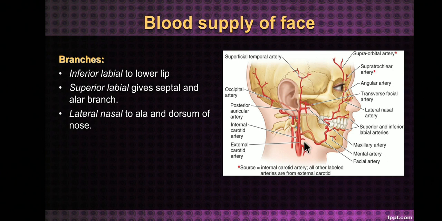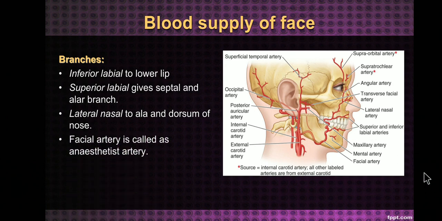Then it gives a lateral nasal branch to the ala and dorsum of the nose, as I told you. And finally, it is called the anesthetist's artery, because the pulsations of the artery can be felt superficially as it crosses the antero-inferior angle of the masseter. That is why it is called the anesthetist's artery. So the branches are the inferior labial, the superior labial, which gives a septal and alar branch, and then a lateral nasal branch. These labial branches cross the midline and form a circular anastomosis with the similar branches of the opposite facial artery.